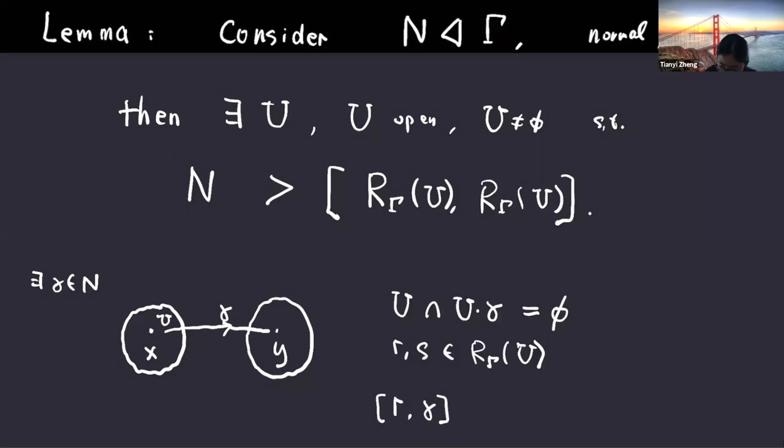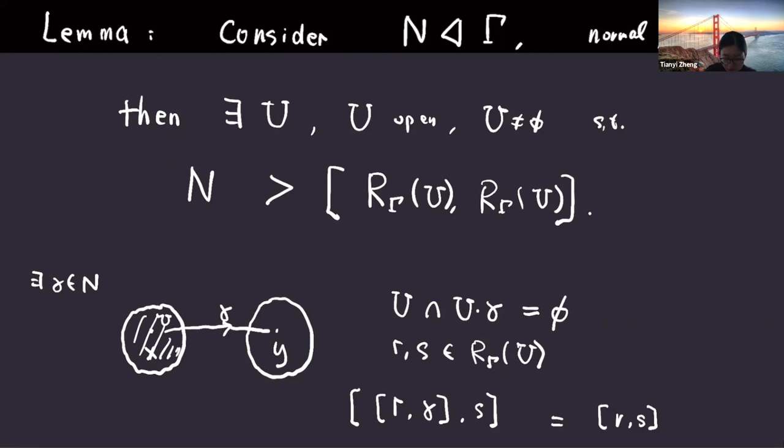So this is in N, and then you apply the fact that N is normal, and this should be in N. And if you follow the arrows around, it really is the same as just the commutator between R and S. So it only happens around X. And this way you see that every element here must be contained in N.